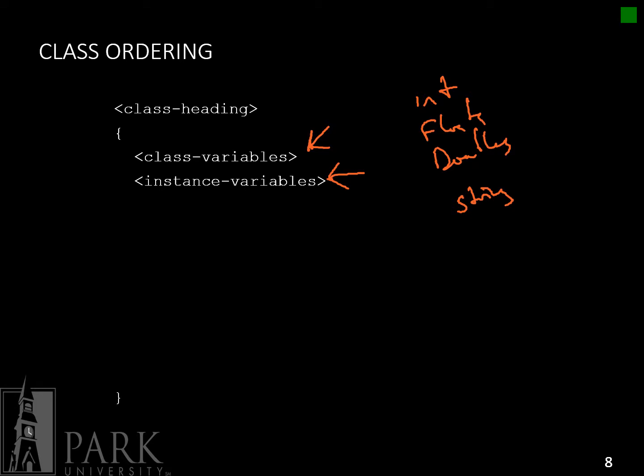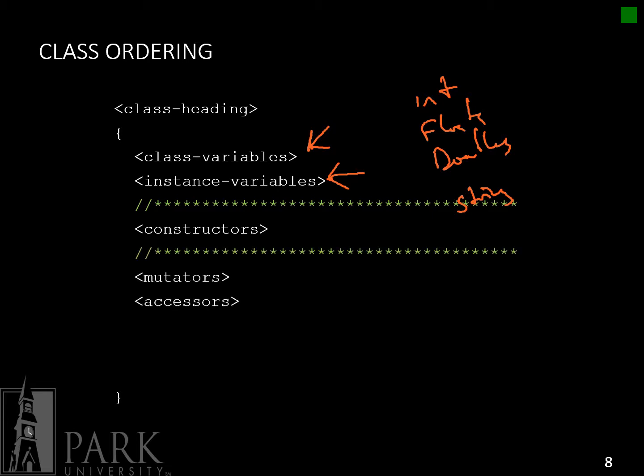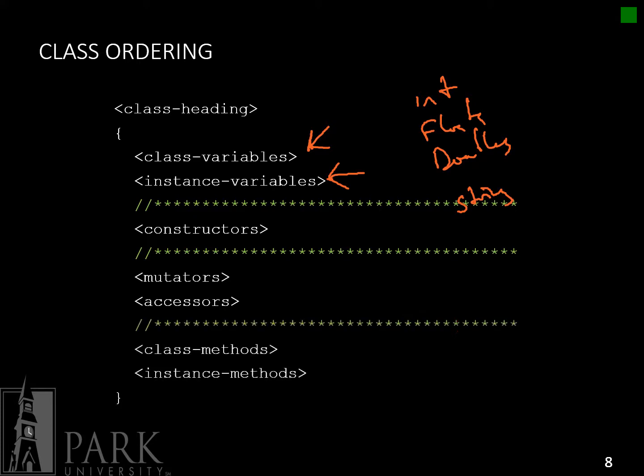So after all of our variables, to get back on track, we're going to do our constructors next. And these are generally listed in order of the number of parameters. Okay, so you're going to have your default constructor first, and then if you have 1 or 2 parameters, and then 3, and so on and so forth. And then after that, we put our getters and setters, or mutators and accessors if you prefer. And then finally, we actually list our other methods, including class methods and instance methods, just like the variables.